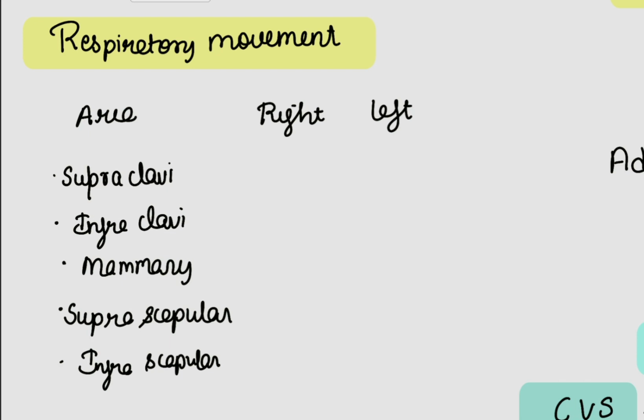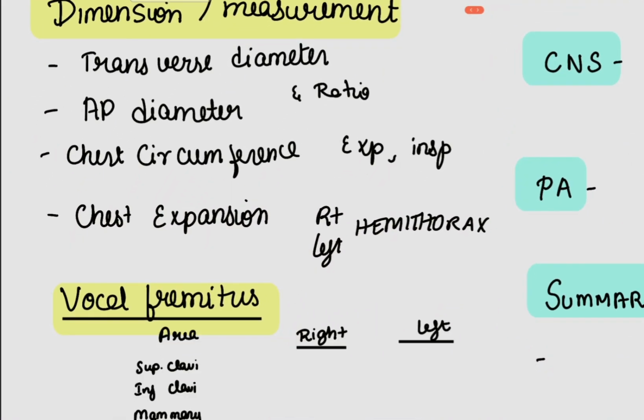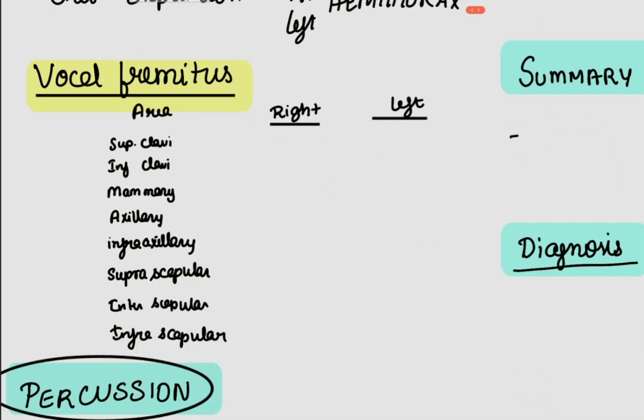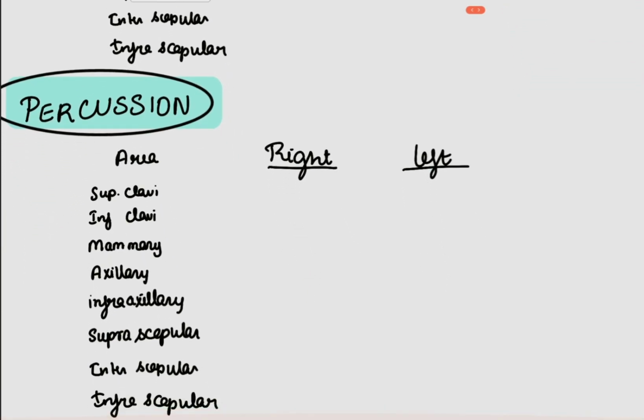So you can look at the areas of supraclavicular, clavicular, mammary, suprascapular, infrascapular. Then we have dimensions, and anteroposterior and transverse diameter are a must when you do a respiratory case, and chest expansion, chest circumference, do it simultaneously. Then we have vocal fremitus, and after vocal fremitus we have percussion.